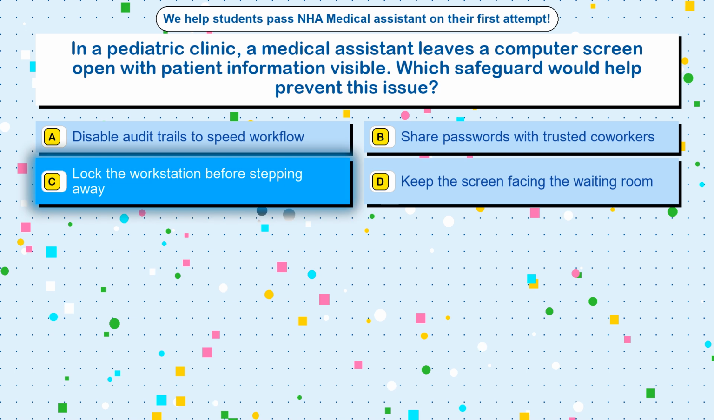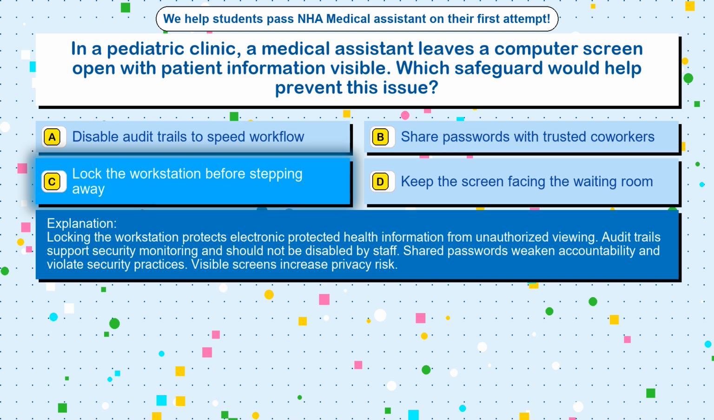Lock the workstation before stepping away. Locking the workstation protects electronic protected health information from unauthorized viewing.